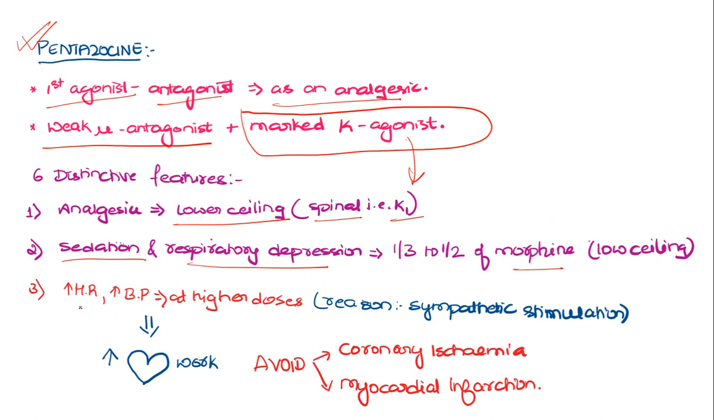And pentazocine will increase the heart rate and blood pressure at the higher doses. The reason being it stimulates the sympathetic system. So there will be sympathetic stimulation by the pentazocine, which in turn leads to increase in the cardiac work. Therefore, better you avoid using pentazocine in patients who are having any coronary ischemia or myocardial infarction, because it can worsen their condition.